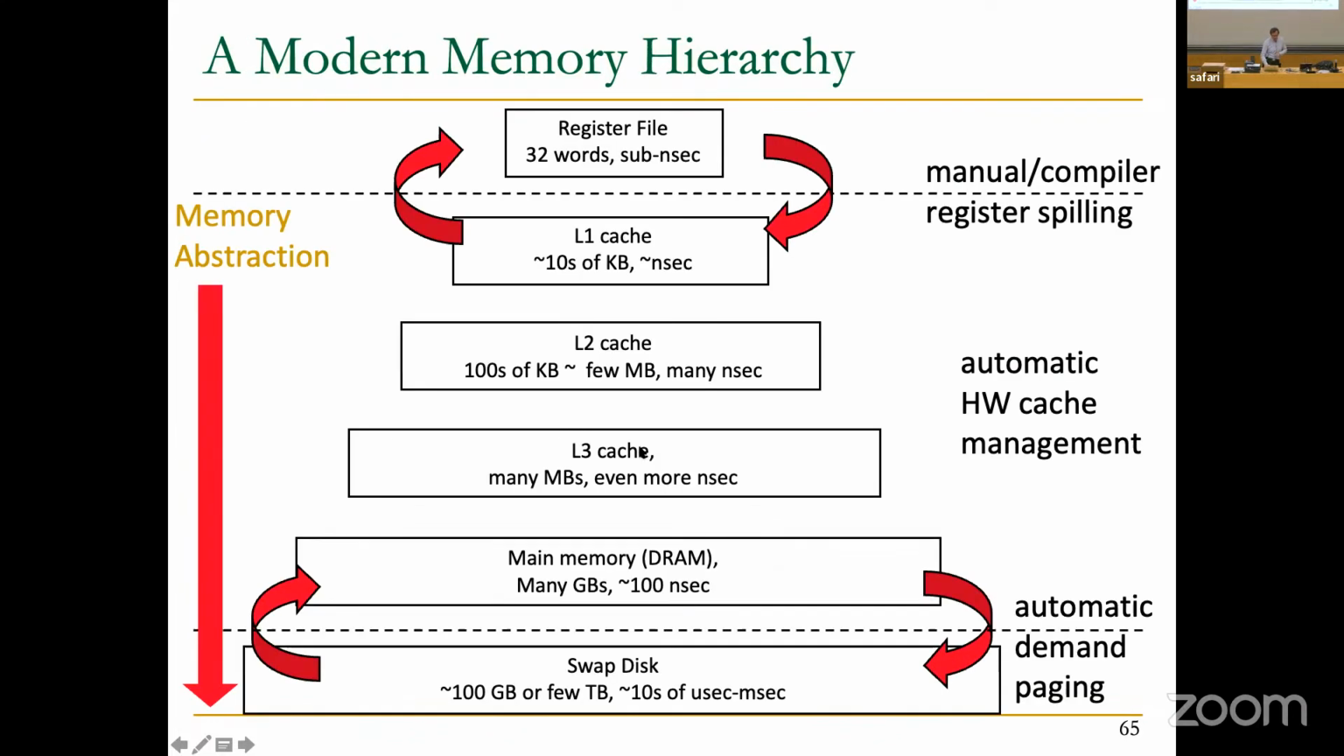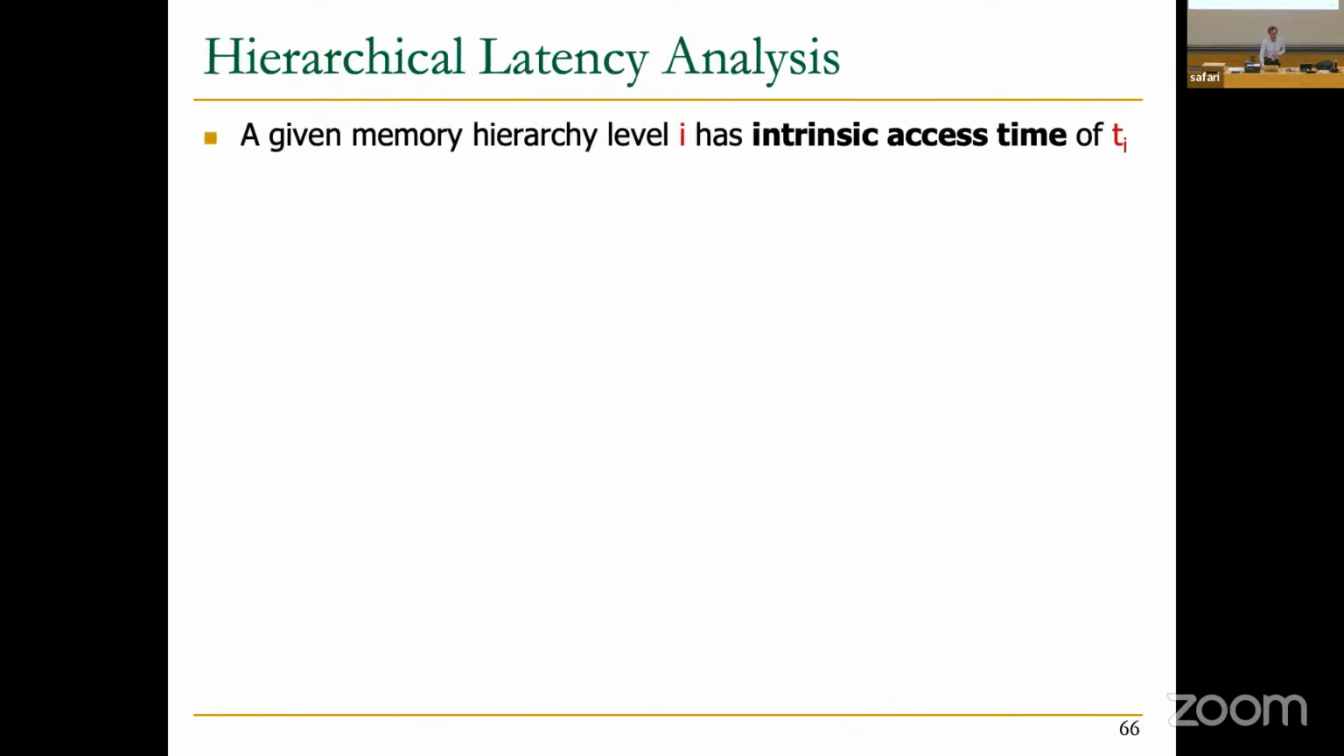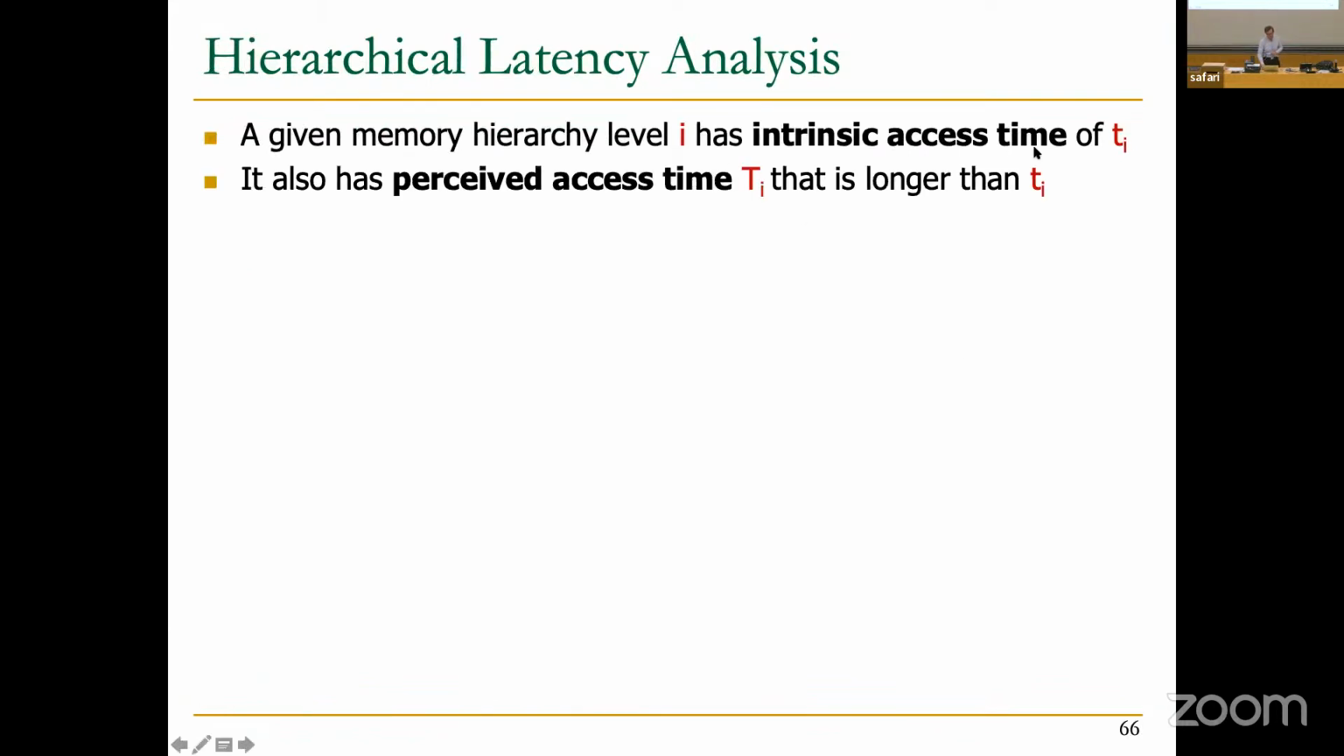In this case, we have at least 3 levels of caching. Main memory is the last level. We're going to assume that everything exists in main memory in this analysis, which is not necessarily true. You can expand that analysis to other parts also, but for simplicity, we're going to assume everything exists in main memory. So a given memory hierarchy level i has intrinsic access time of Ti.